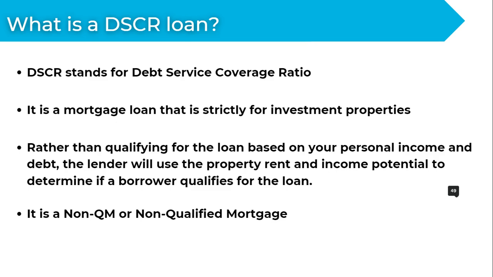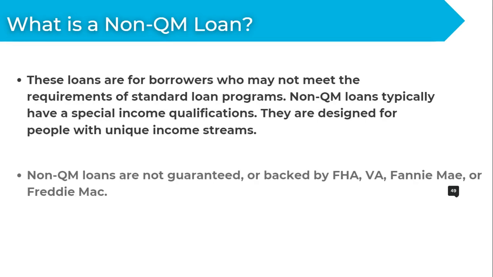Now, this type of loan is what's called a non-QM loan or non-qualified mortgage. If you've never heard of a non-QM loan, these are just loans for borrowers who may not meet the requirements of a standard loan program. It's typical for special income qualifications, and they're designed for people with unique income streams. So non-QM loans are not guaranteed or backed by the FHA, VA, Fannie Mae, or Freddie Mac.